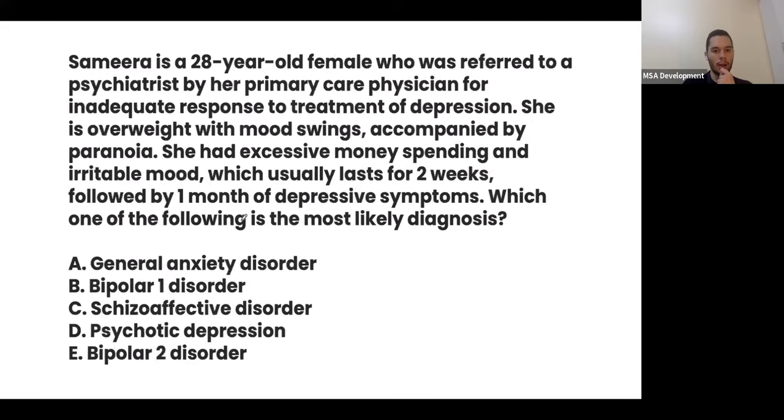Okay. Final question. Samira is a 28-year-old female who was referred to a psychiatrist by her primary care physician for inadequate response to treatment of depression. She is overweight with mood swings accompanied by paranoia. Excellent. Yeah, bipolar 1 disorder. She has excessive money spending and irritable mood, which usually lasts for 2 weeks, followed by 1 month of depressive symptoms. Which one of the following is the most likely diagnosis? Bipolar. Nice.